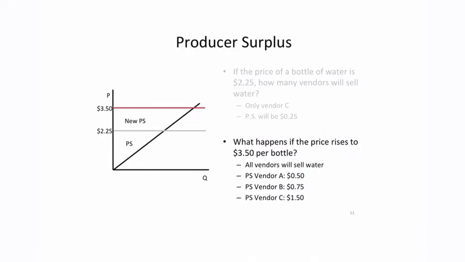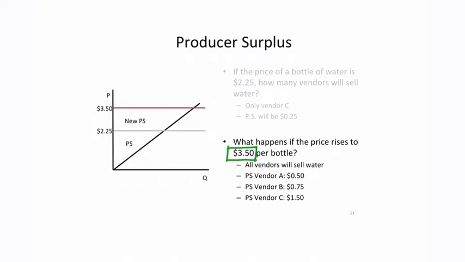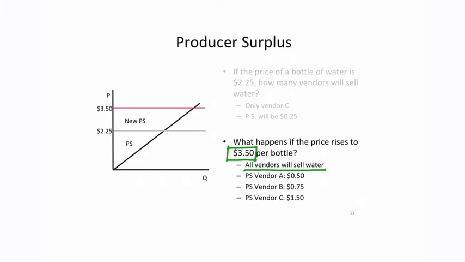Now, what if the price of the bottle of water rises to $3.50? Well, in that case, all of the vendors will want to sell water because their minimum price they are willing to accept is going to be below the actual price of $3.50. So the producer surplus for vendor A is 50 cents, for vendor B it's 75 cents, and for vendor C it'll be $1.50.